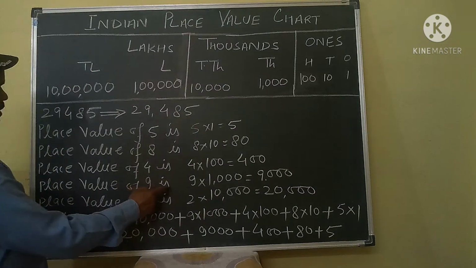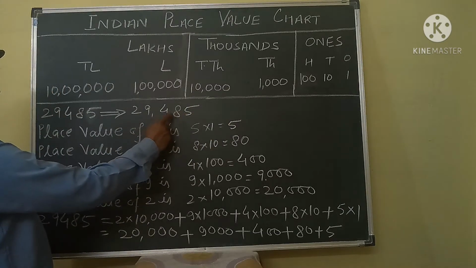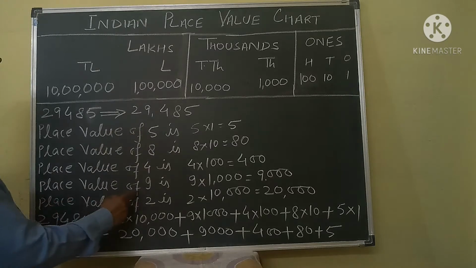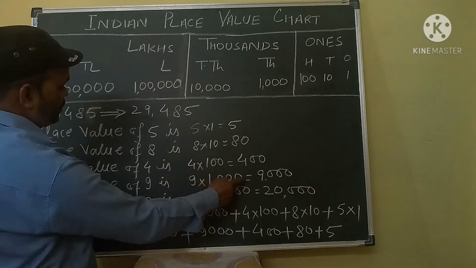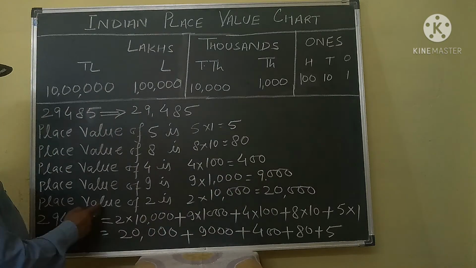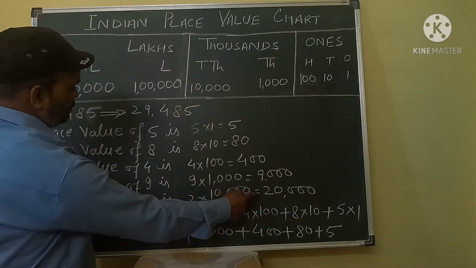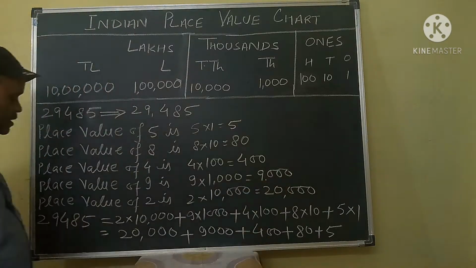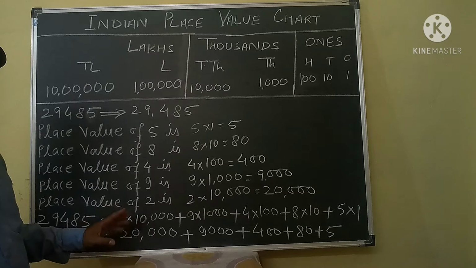The place value of 9 is in thousand place: ones, tens, hundred, thousand. The place value of 9 is 9 into thousand, which gives 9,000. The place value of 2 is 2 into 10,000, which gives 20,000. Okay. Now after this step, we can write the expanded form of 29,485. How? Look here.